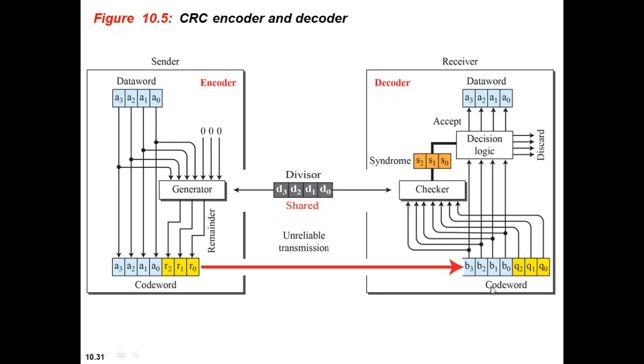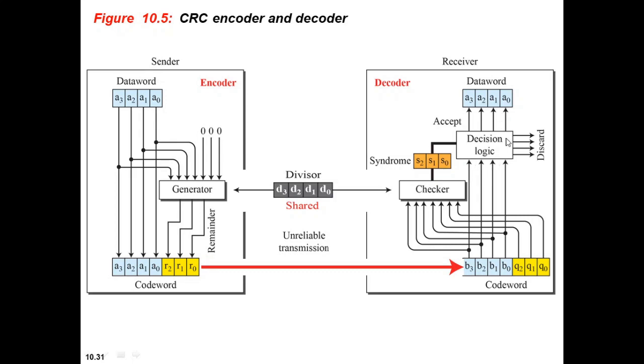The received code word is given to the checker. The checker is going to generate a syndrome. In the previous one, the syndrome was a single bit, no? Here the syndrome will be 3 bits. If all 3 bits are 0, then it means your data is not corrupted. Whereas if any 1 bit, or all bits, become 1, it is identified that the data has been corrupted. So all 3 bits are 0 means my data is not corrupted. If any bit changes, the data is corrupted.